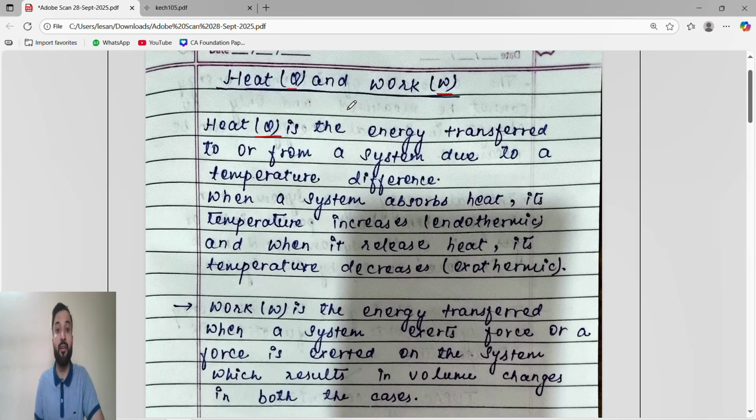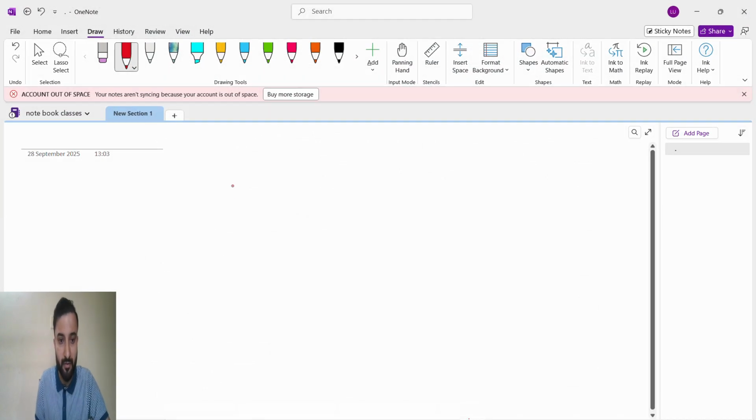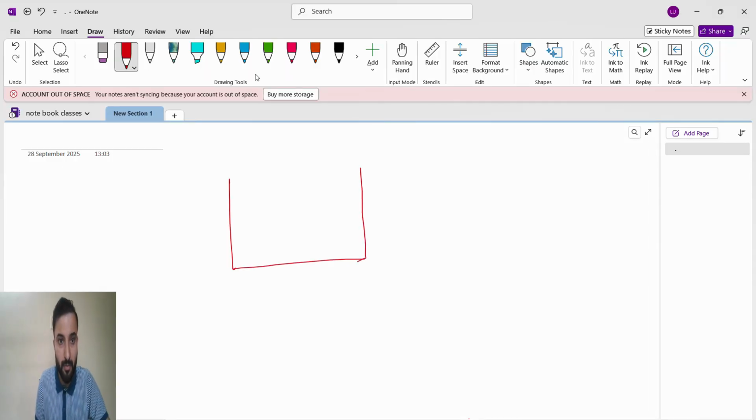That is how you will understand the concept of when we have to apply the positive sign and when we have to apply the negative sign. So guys, this is the system. Let's suppose this is the system. In the first condition, heat is absorbed by the system. What is happening?